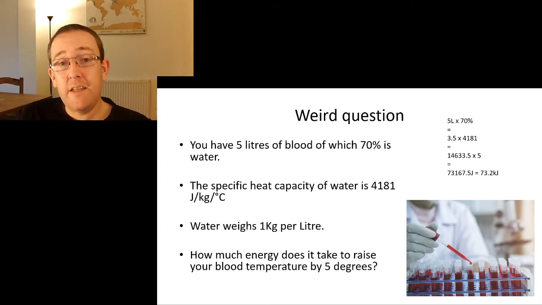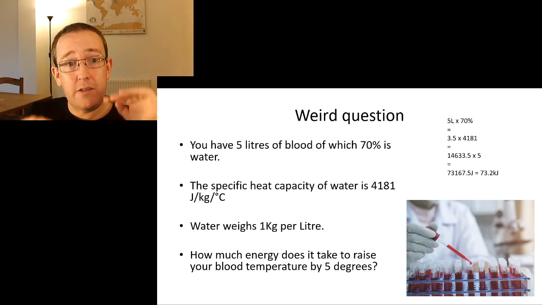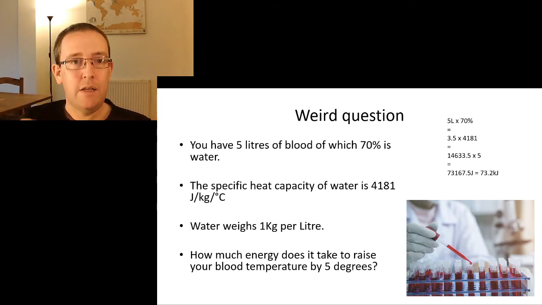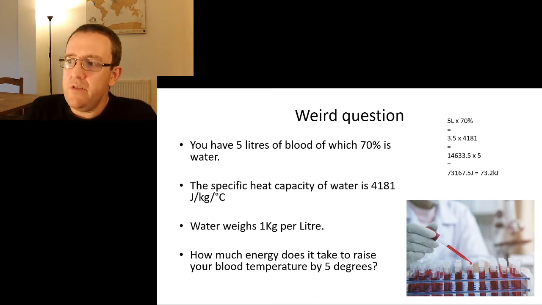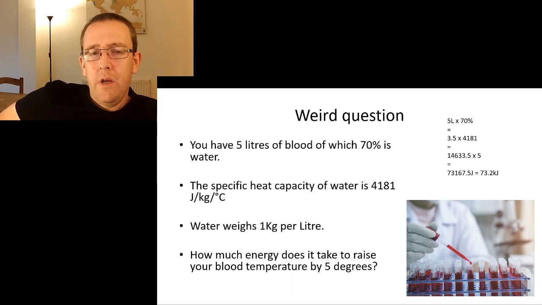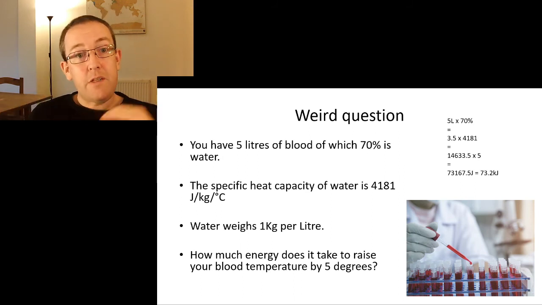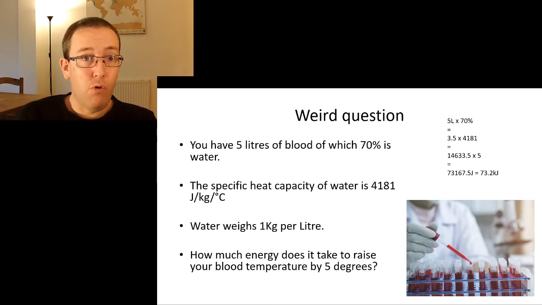Point is, that's quite a big number. 4181 joules per kilogram per degree C is pretty large, which makes the stability of your body quite good. The fact you have to put 73 kilojoules in to raise just the watery bit of your blood by just 5 degrees means that you're going to get an internal set of conditions that are quite stable. And that's good. That's also true for watery environments.